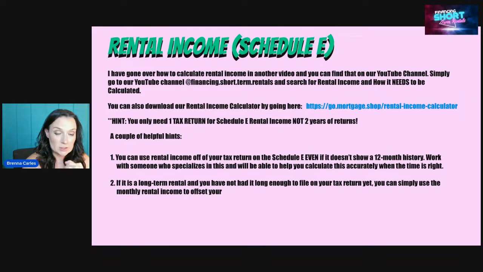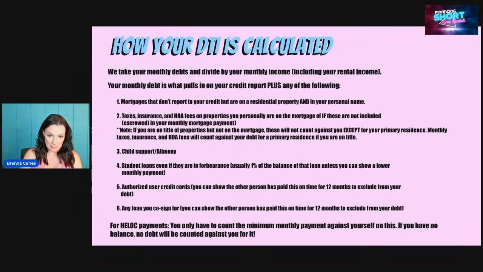So a couple of helpful hints for rental income on your Schedule E. Once you watch that video of mine and you feel like you're comfortable with this one, you can use rental income off of your tax return on the Schedule E, even if it doesn't show a 12-month history. Work with someone who specializes in this, and they will be able to help you calculate this accurately when the time is right. If it is a long-term rental, so some of you have long-term rentals as well, and you have not had it long enough to file on your tax return yet, completely fine. You can simply use the monthly rental income to offset your monthly mortgage payment.